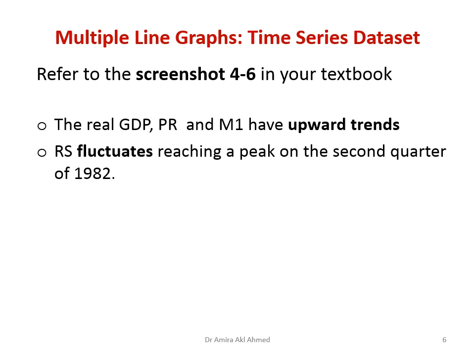In this multiple line graph, values of each variable are represented by the vertical axis, whereas the time is represented by the horizontal axis. From this graph, it is very easy for us to detect that the real GDP, the price level, and the narrow money supply have upward trends during the study period, whereas the interest rate fluctuates, reaching a peak in the second quarter of the year 1982.